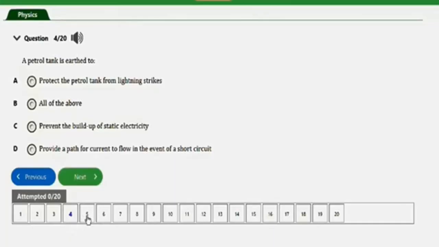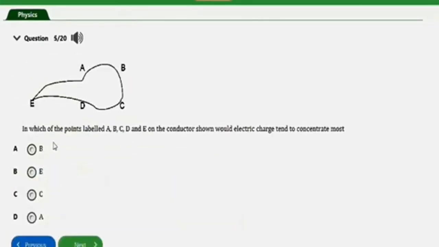The next question will be this one. It says, in which of the points labeled A, B, C, D, and E on the conductor shown would electric charge tend to concentrate most? So from this diagram we have here, it will concentrate most at this place labeled E. So right option is option B. Alright, so that's for this question. Take note of this particular question.